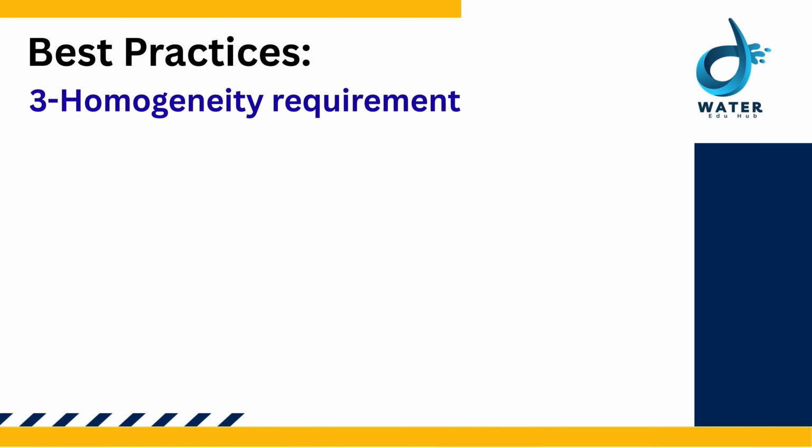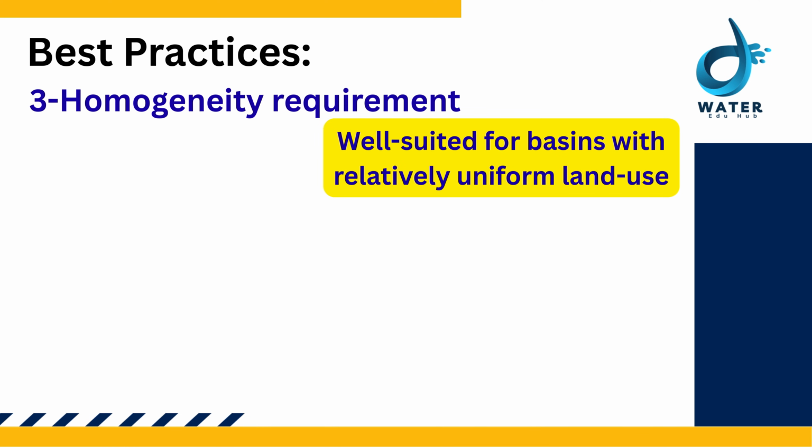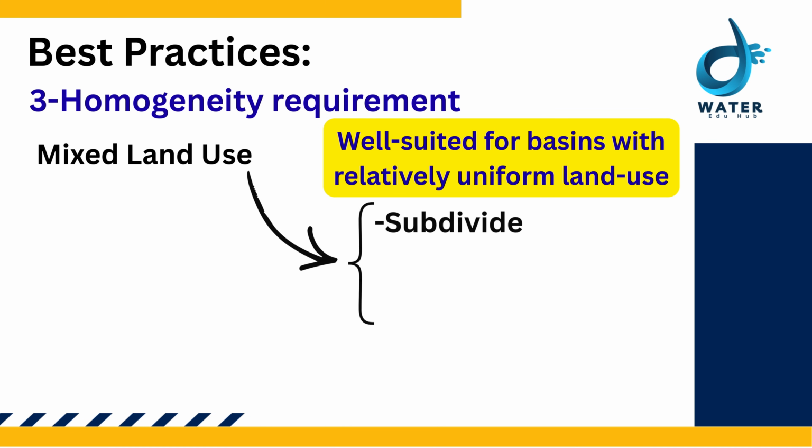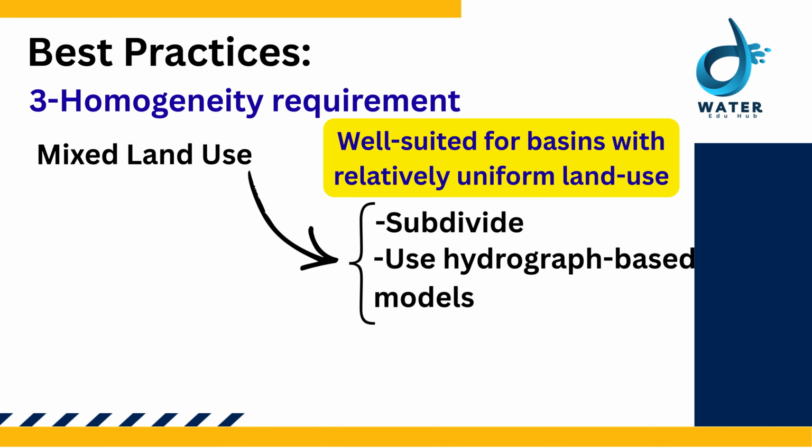Third is the homogeneity requirement. The rational method is well suited for basins with relatively uniform land use. Catchments with mixed land use should be subdivided or analyzed using hydrograph-based models.